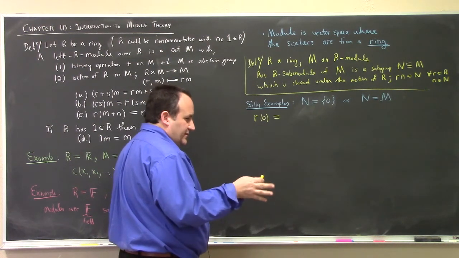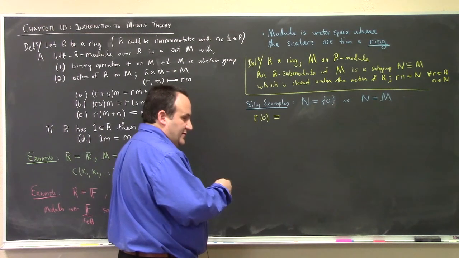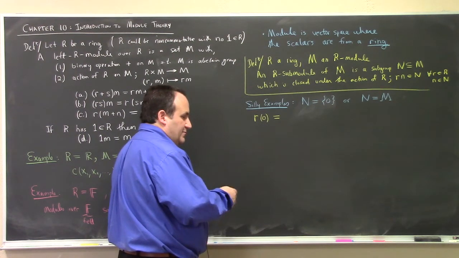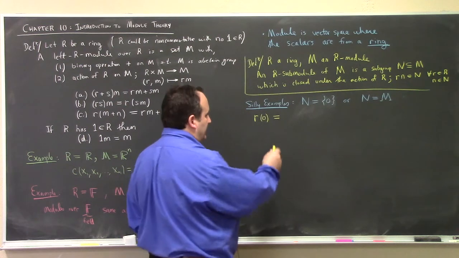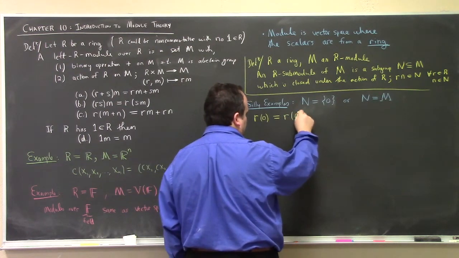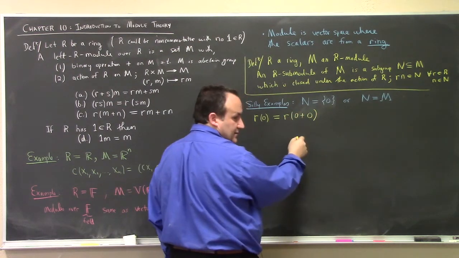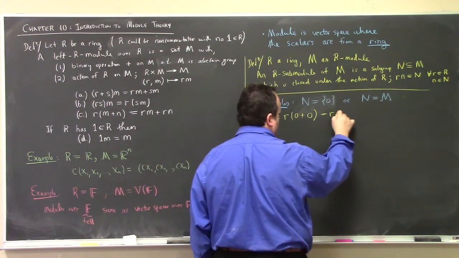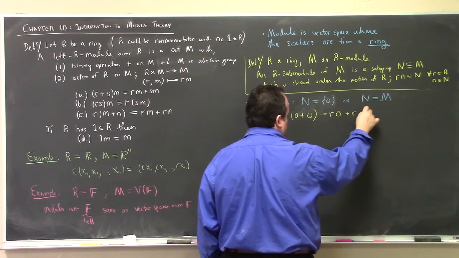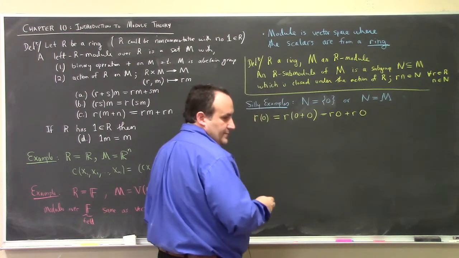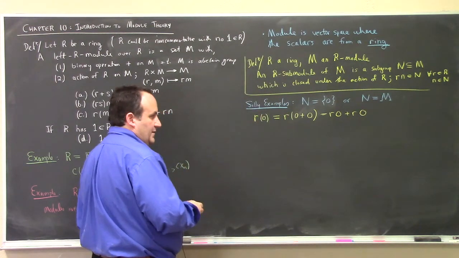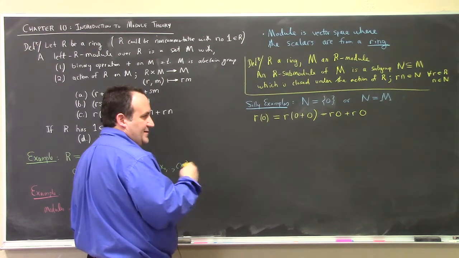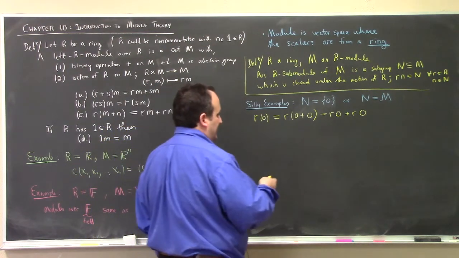The question is what makes 0 zero. 0 is 0 because 0 is equal to 0 plus 0. So you could rewrite this as r times 0 plus 0. Then we can use your distribution idea. This is r0 plus r0. And then you can subtract r times 0 from both sides.